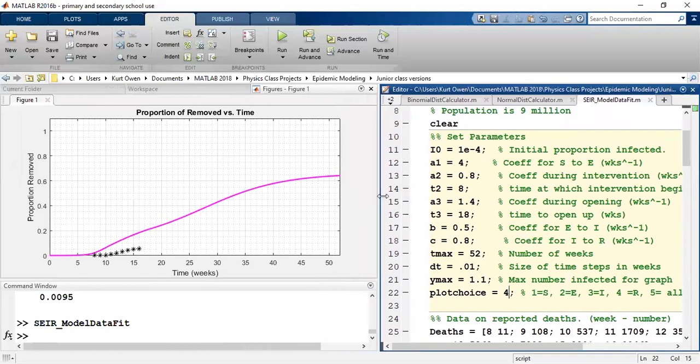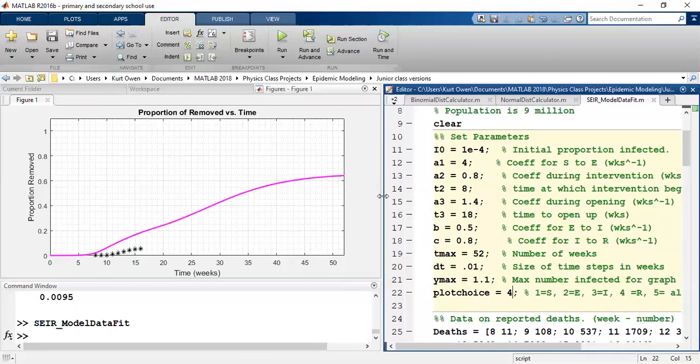Based on the number of deaths, that is the number of people who should have been removed, assuming that 2% of people who became ill eventually died, these stars represent where the data should be. We can see that we're clearly not there. So I'm going to stop this video, and in the next video, we will manipulate the parameters so that the data actually does match this.